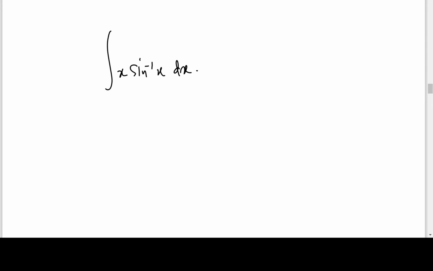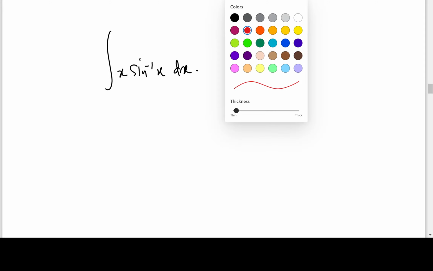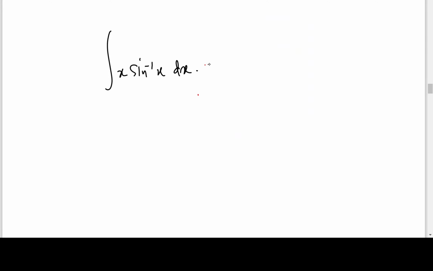Hi, there is a question here we are supposed to integrate. How do we decide? How do we integrate? Actually, to be able to integrate this integral here, we are going to use integration by parts. So first of all, I'm going to call this I.